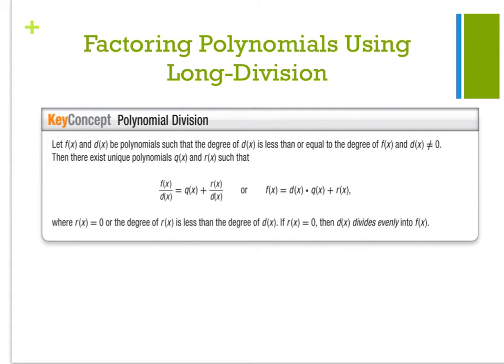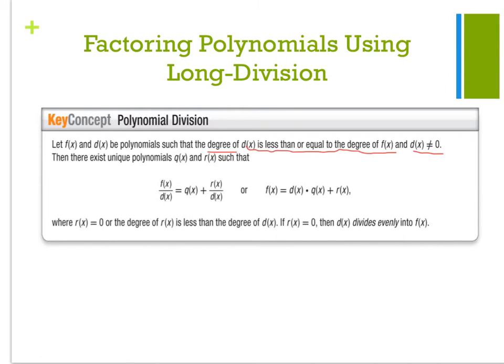Okay, so we're going to talk about factoring polynomials using long division. There's a key concept here, and it says let f of x and d of x be polynomials such that the degree of d of x is less than or equal to the degree of f of x. Remember that the word degree means highest exponent. And the degree of d of x cannot equal 0, because we can't divide by 0.